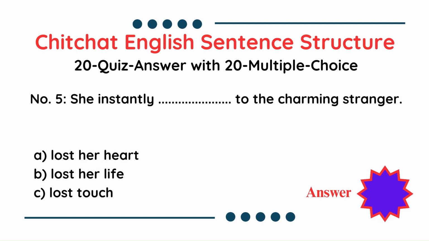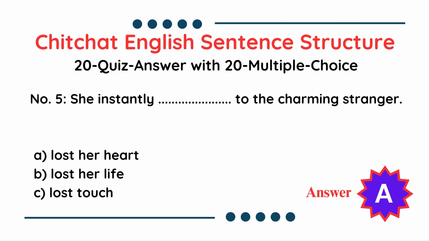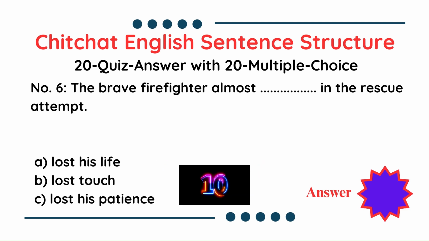Number 5. She instantly to the charming stranger. A. Lost her heart. B. Lost her life. C. Lost touch. Letter A. Number 6. The brave firefighter almost in a rescue attempt. A. Lost his life. B. Lost touch. C. Lost his patience. Letter A.